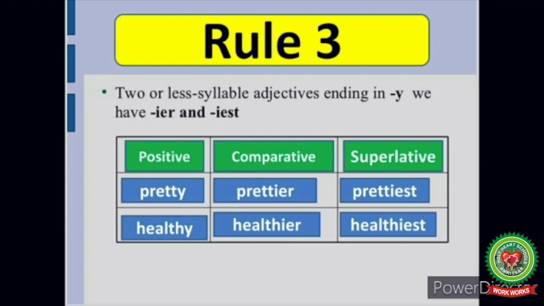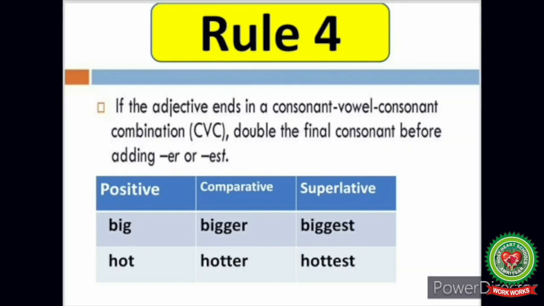So, pretty, prettier, prettiest. Similarly, with healthy, we will add IER in its comparative form and it will become healthier. And in its superlative form, we will add IEST, so it will become healthiest. Now come to rule number 4.